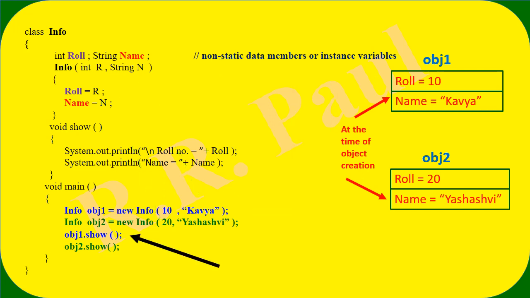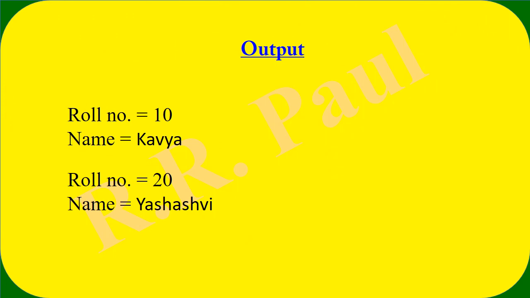And when object1.show is executed, then show function will display the values of the instance variables associated with the calling object obj1. Similarly, when show function is called through object2, then the instance variables associated with this object will be shown. Hence, notice the output.